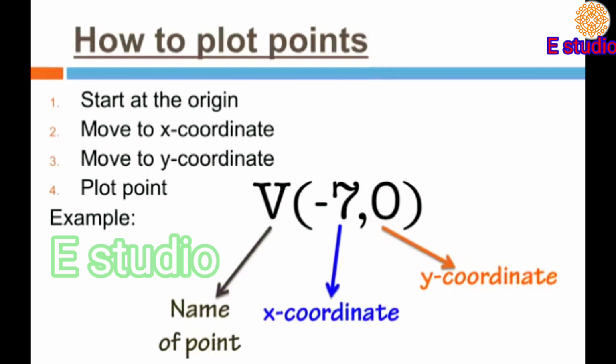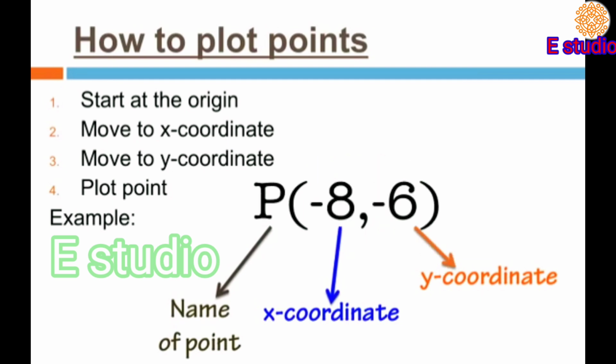How about V at (-7, 0)? Well, our x is -7, and because it's negative, we go to the left 7. And since our y is 0, we don't go up or down at all. We actually stay exactly where we are. This is point P at (-8, -6). So how do we move our x-coordinate? Well, starting at the origin, we go 8 to the left because it's negative. And then we go 6 down because that's negative as well.